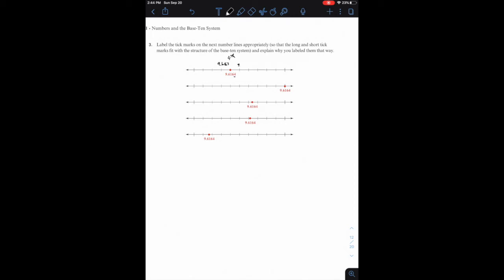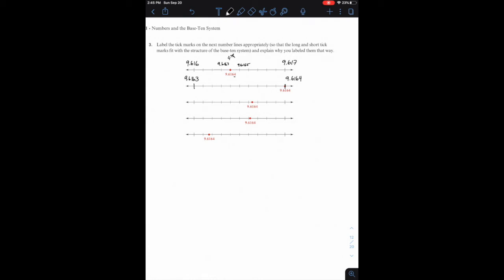9.6163. This would be 6165. So if we do that and follow our logic back, this would be 9.616 thousandths, and this one would have to be 617 thousandths. And part B lands right on the tick mark. So it's exactly that number. So this would have to be 9.6164 10,000ths. And the previous 10,000th to that is 9.6163.